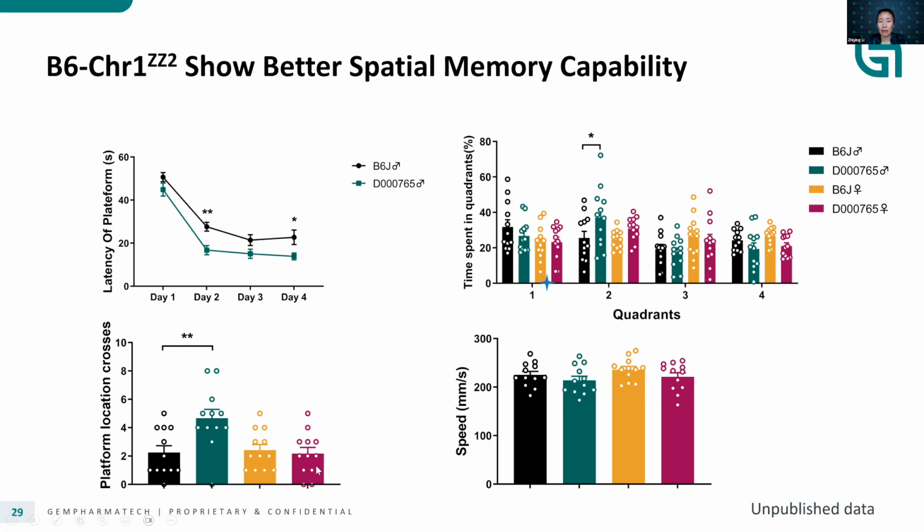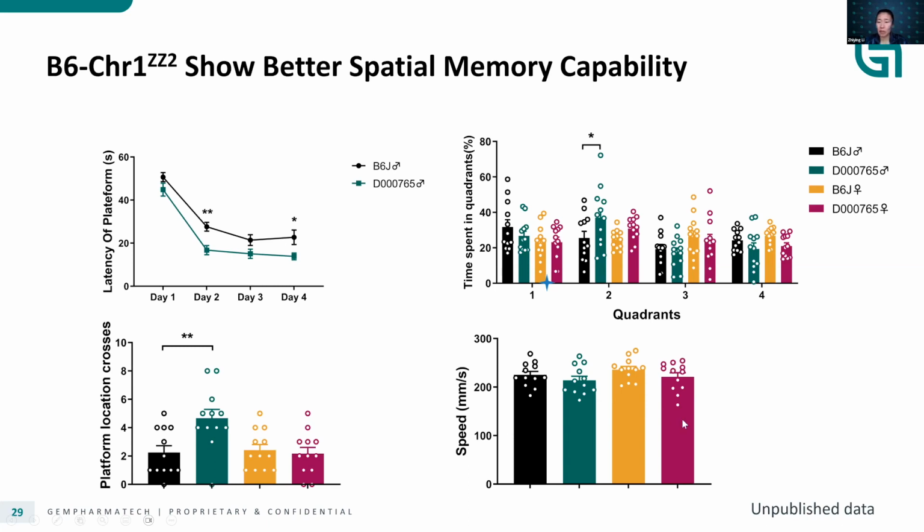At the same time, we didn't see females showing the same phenotype. So we think there may be a sexual dimorphism going on here. And then quantified on the upper right side is the time they spent in each one of the 4 quadrants. Number 2 is actually the quadrant where they have the platform that they can climb onto. As shown you here again, the male ZZ2 mice were able to locate their dedicated quadrant and then escape, compared to their counterparts. And again, females don't have that phenotype.